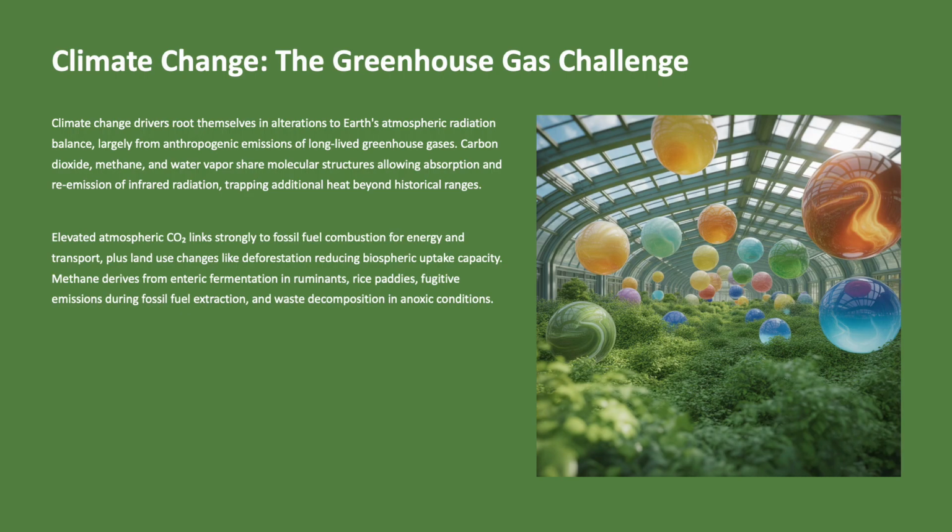Water vapor, although naturally occurring, amplifies warming through feedback loops. As global temperatures increase, evaporation intensifies, enhancing atmospheric moisture and strengthening the greenhouse effect. The accumulation of these gases disrupts climate systems, leading to rising global temperatures, melting ice caps, shifting precipitation patterns, and increased frequency of extreme weather events.